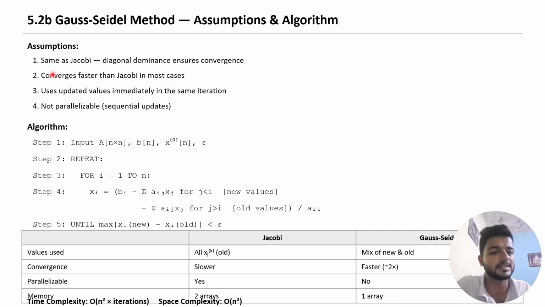Gauss-Seidel method. Same as Jacobi, diagonal dominance ensures convergence. Converges faster than Jacobi in most of the cases. Uses updated values immediately in the same iteration, not parallelizable, sequential updates.